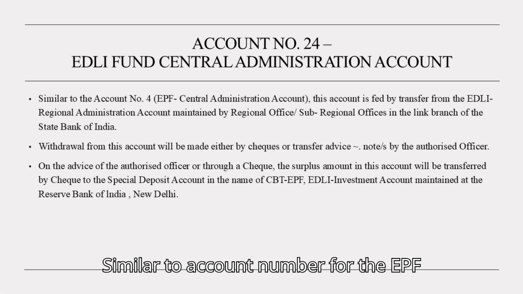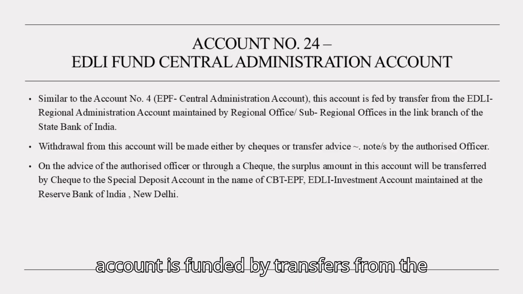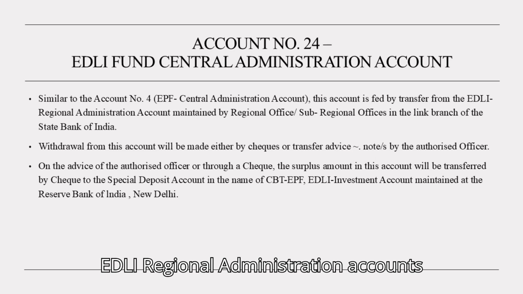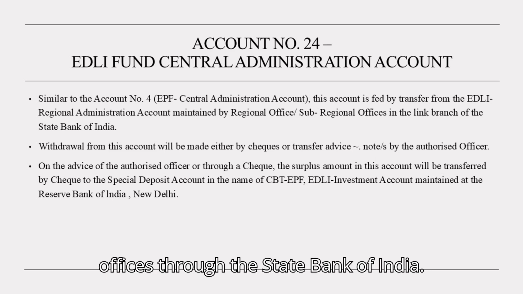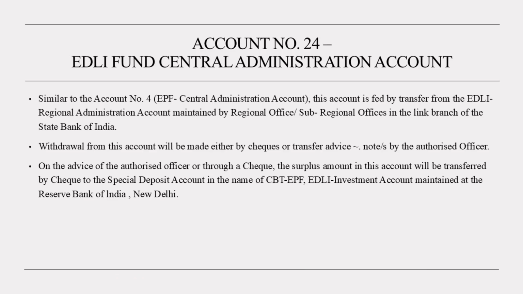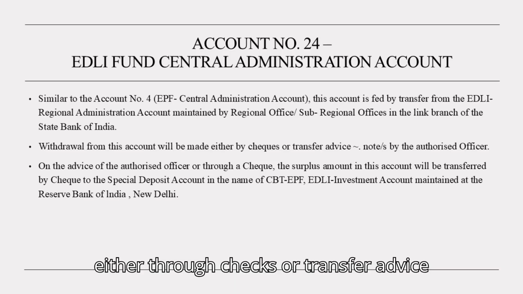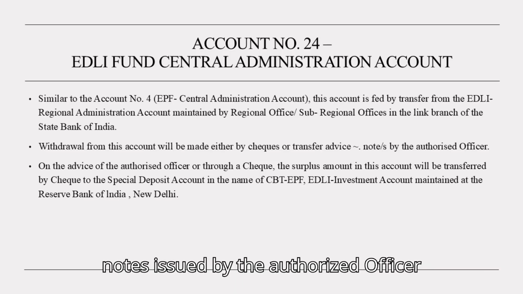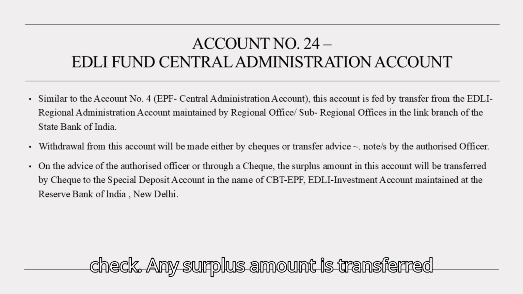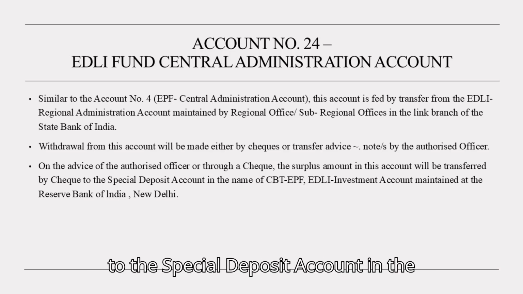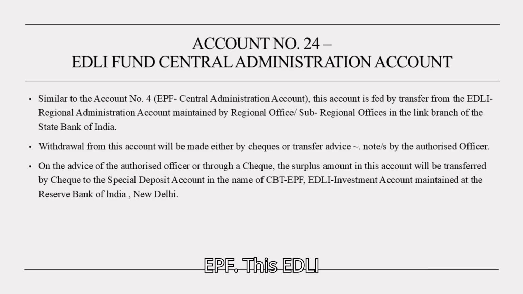Similar to the EPF Central Administration account, this account is funded by transfers from the EDLI Regional Administration accounts, maintained at regional and sub-regional offices through the State Bank of India. Withdrawals from this account are made either through checks or transfer advice notes issued by the authorized officer. On the authorized officer's advice or via check, any surplus amount is transferred to the special deposit account in the name of the Central Board of Trustees, EPF.